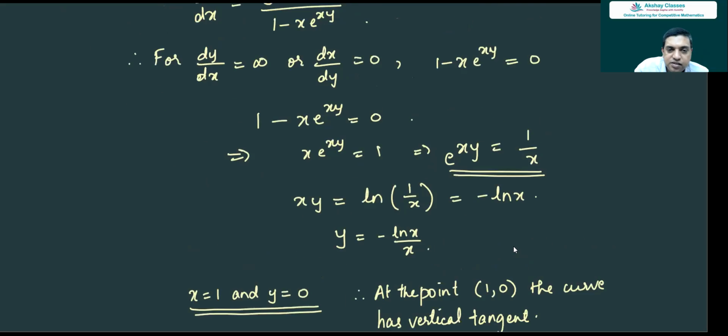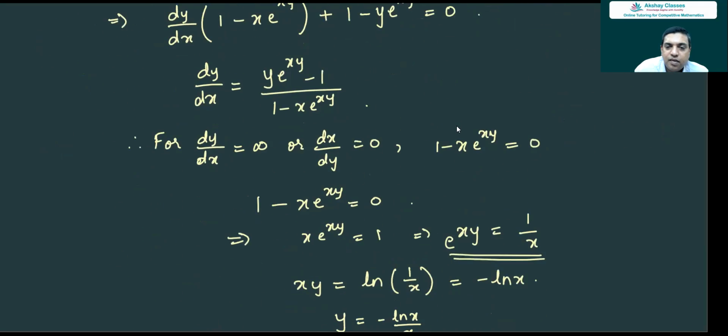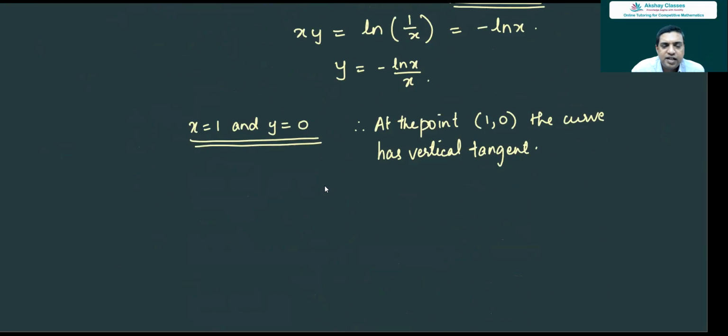So of the given options, the options were 1 comma 0, 0 comma 1, 2 comma 0 and 1 comma 1, and you can substitute and see. Most of them won't lie on the curve itself, but this will lie, and this equation has to be satisfied. So this would be satisfied by x equal to 1, y equal to 0. So this is one.